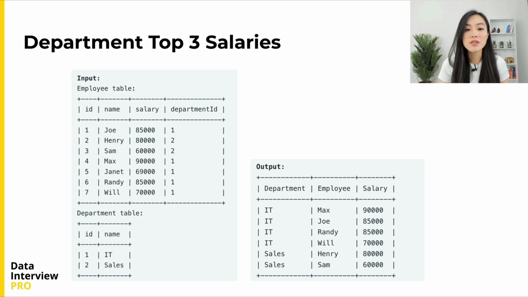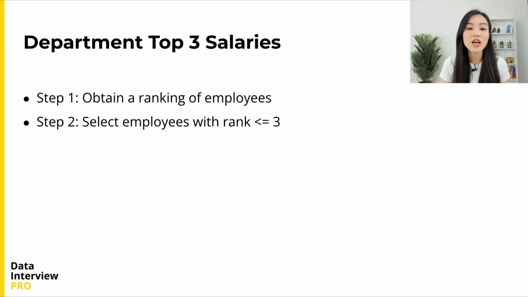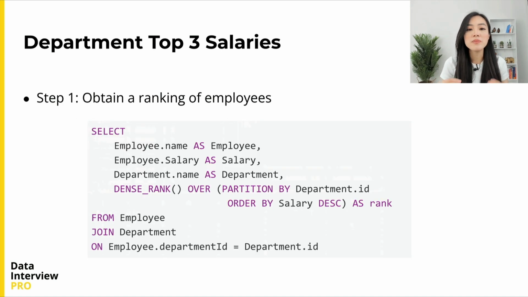Also, some departments may have multiple employees having the same amount of salary. For example, there are 4 employees in the IT department because 2 of them share the same salary, which is 85,000. To solve this problem, we need to get a ranking of employees in a department first, then select the ones with a rank that is less than or equal to 3. So let's start with obtaining a ranking of all employees.